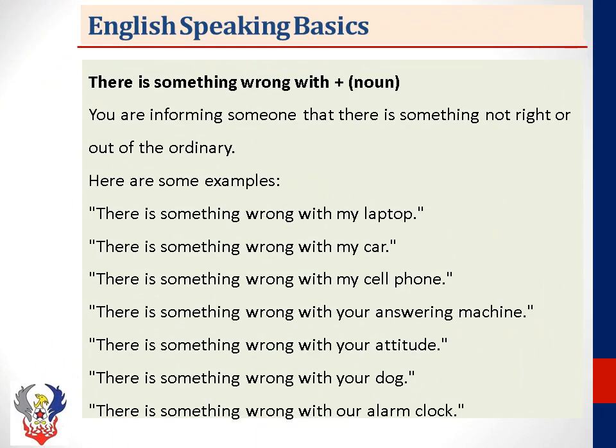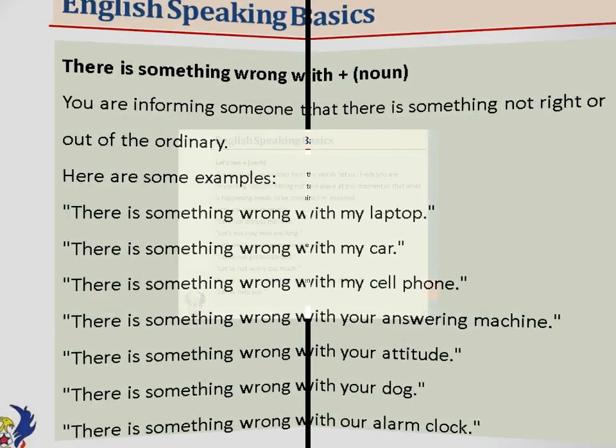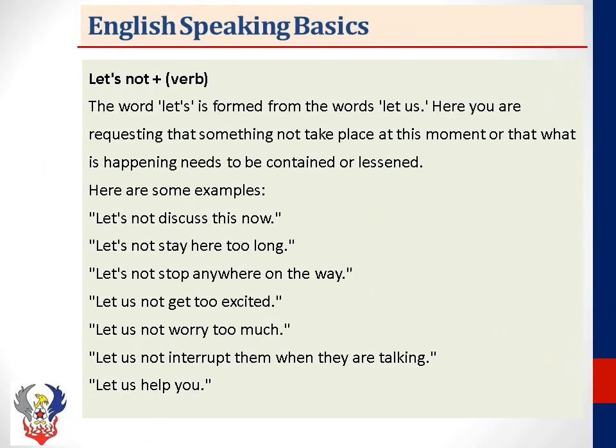There is something wrong with plus, noun. You are informing someone that there is something not right, or out of the ordinary. Here are some examples. There is something wrong with my laptop. There is something wrong with my car. There is something wrong with my cell phone. There is something wrong with your answering machine. There is something wrong with your attitude. There is something wrong with your dog. There is something wrong with our alarm clock.